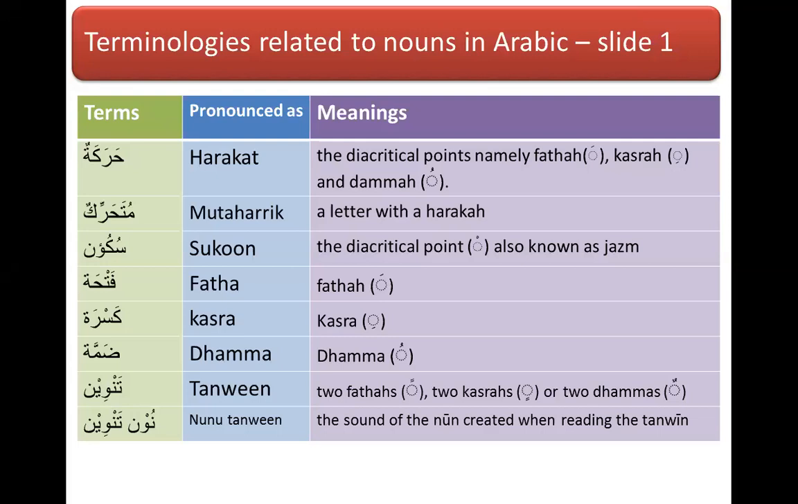My dear friends, previously we have studied about alphabets and parts of speech in Arabic language. Today let's proceed to the terminologies related to nouns in Arabic. Now as you all can see, three columns in this slide: terms, pronounced as, and meanings. Now I will read out each and every term mentioned in this slide and try to explain in short.